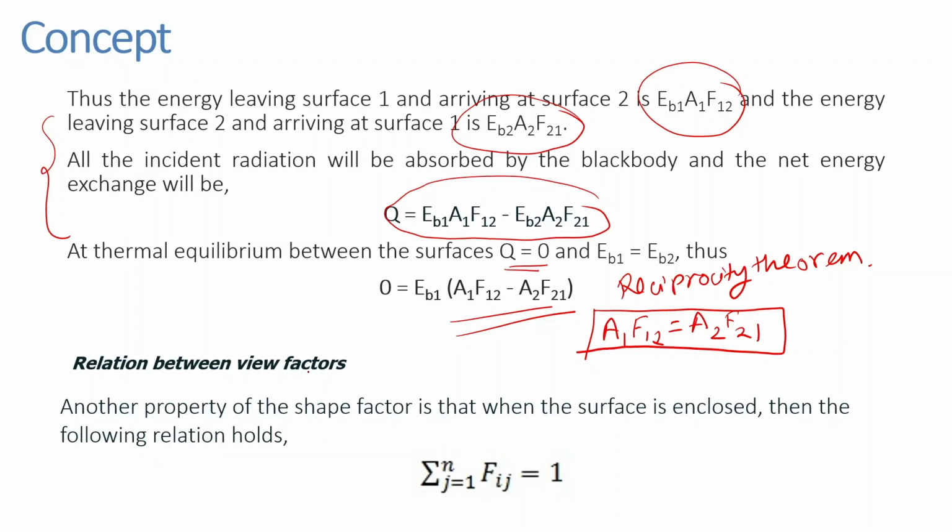Also, there is this relation between the view factors that we need to remember. You can also call this the additivity rule. It says that the summation of Fij for j equal to 1 to n, over all the surfaces, is equal to 1. So if I have two surfaces, then F11 plus F12 will be equal to 1. Now we will use this reciprocity theorem as well as the additivity rule to solve the question.